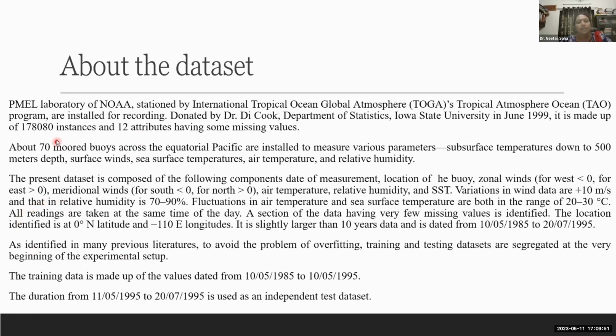Now we have the subsurface temperatures down to 500 meters depth, surface winds, sea surface temperature, air temperature, and relative humidity. The present data set is for these specific regions, and slightly more than 10 years of data is available, with a numerical value of 178,080 instances.